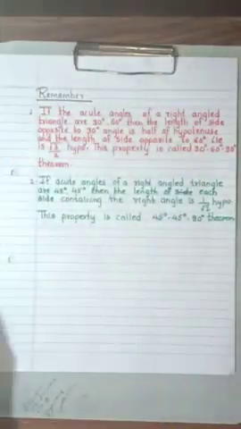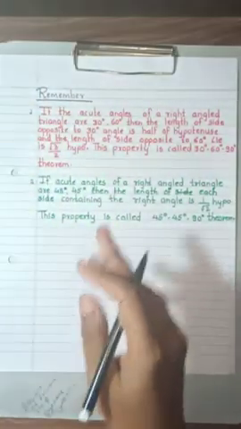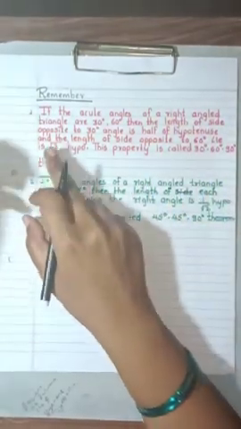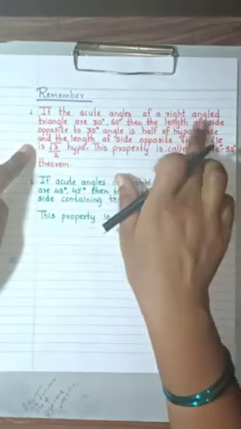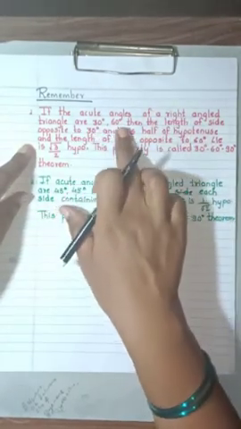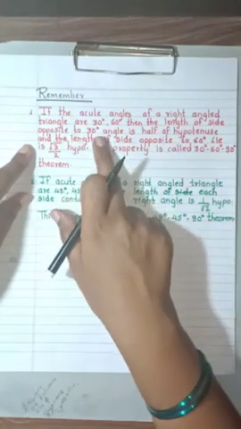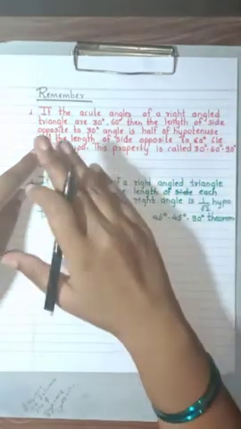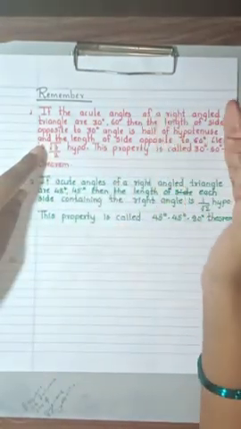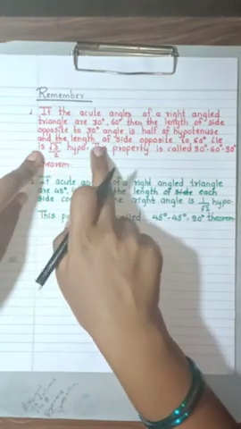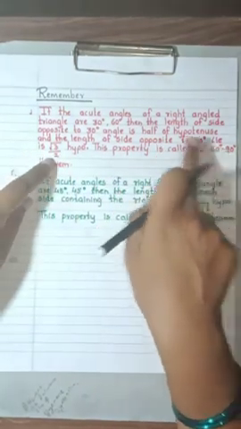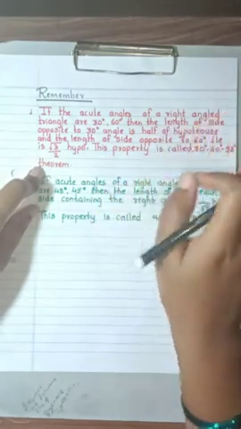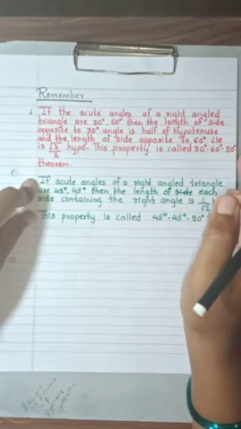Now let us recall what we have studied in the previous theorem of 30 60 90 as well as what we have studied in 45 90 theorem. If the acute angles of a right angle triangle are 30 degree, 60 degree, then the length of the side opposite to 30 degree angle is half of hypotenuse, and the length of the side opposite to 60 degree angle is root 3 upon 2 of hypotenuse. This property of 30, 60, 90 degree is called as 30, 60, 90 degree theorem.